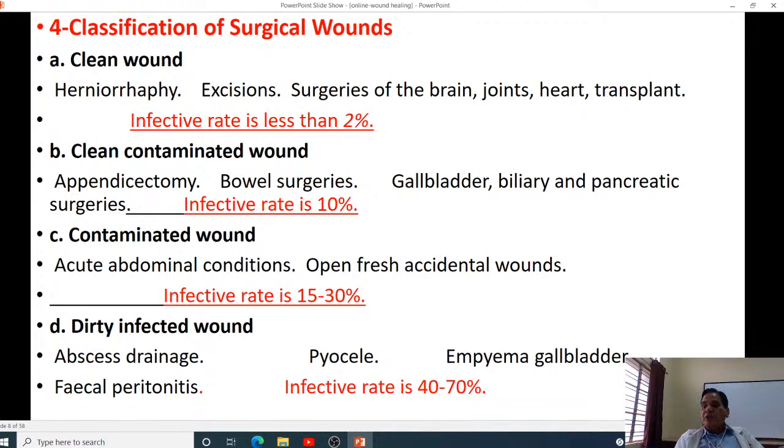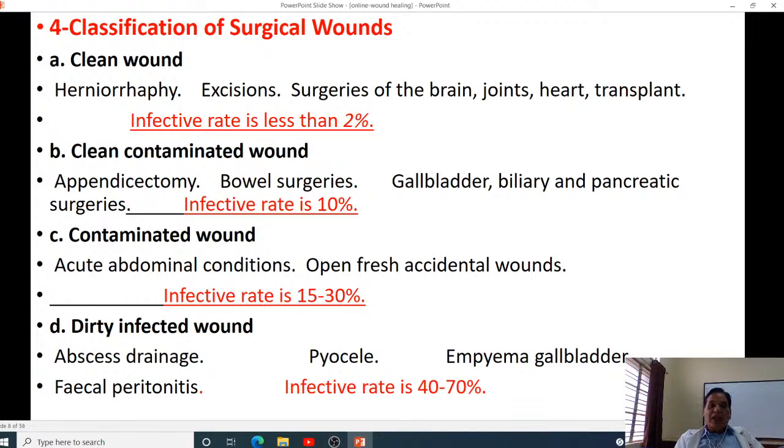Clean wound means a planned surgery. Like you are going to excise a lipoma, you are going to excise a fibroadenoma, even a hernia, or you can call heart transplant also. They are clean wounds. The moment you say clean wounds, we don't expect an infection rate of more than 2%.